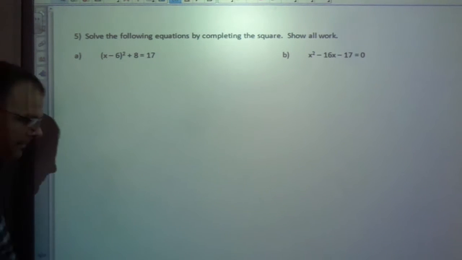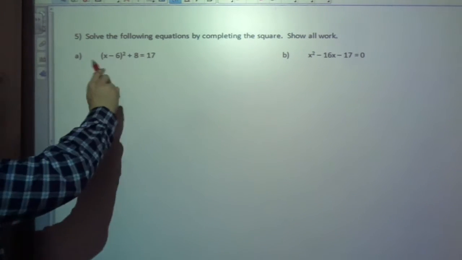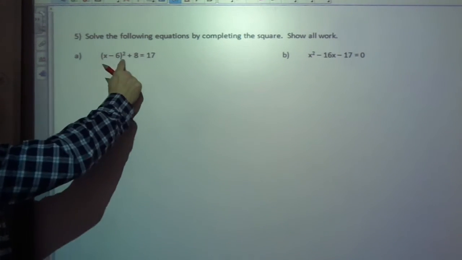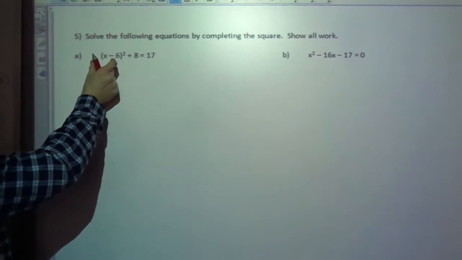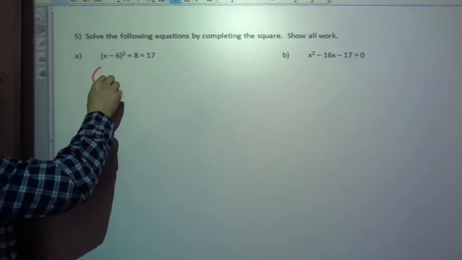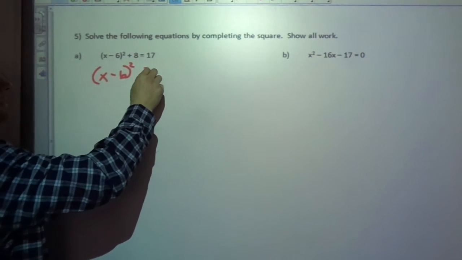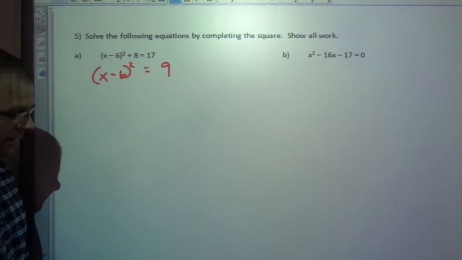Completing the square. Now this one actually technically doesn't really look like completing the square, but we can unsquare what's going on here. I'm going to square root both sides, but I can't do that while this 8 is here. I have to have just the whole side squared. So I've got x minus 6 squared. If I subtract the 8 to the other side, that would give me 9.